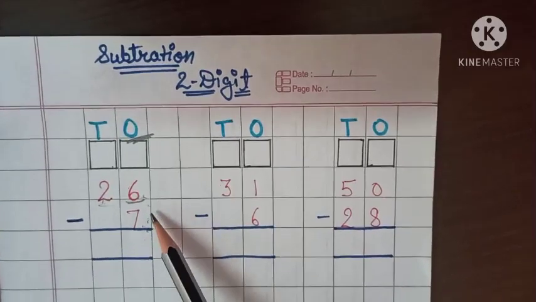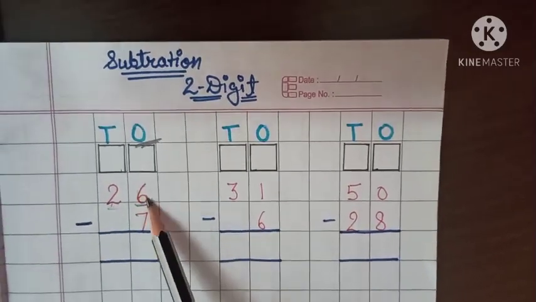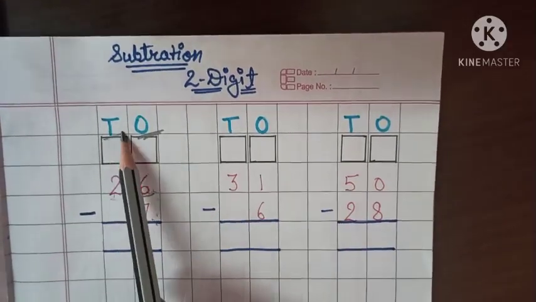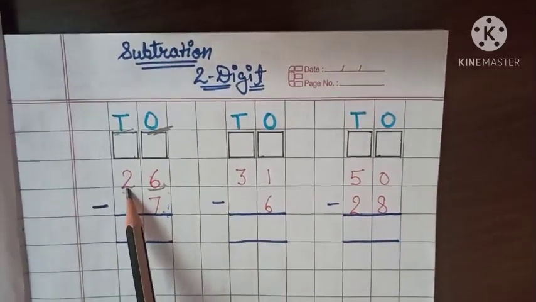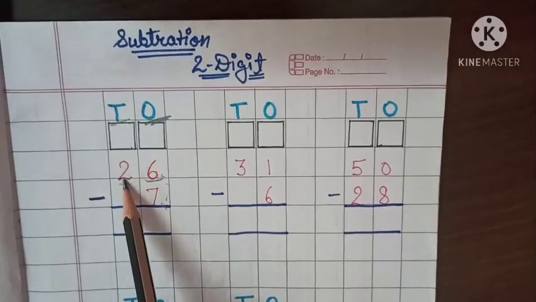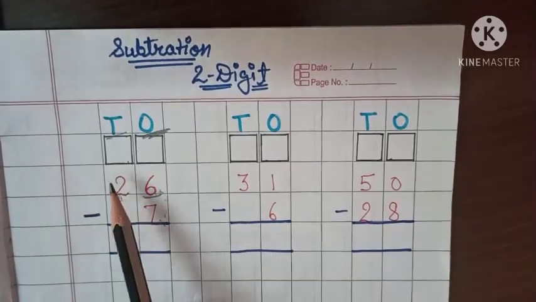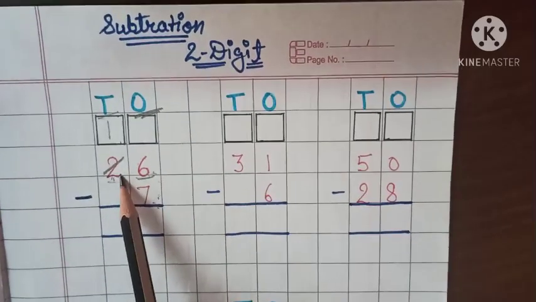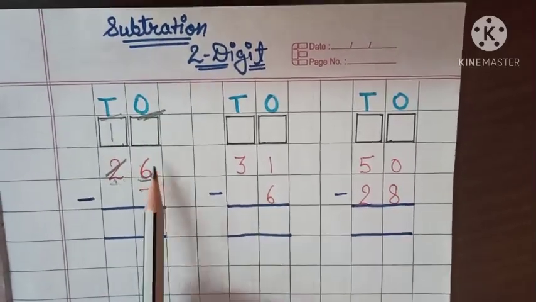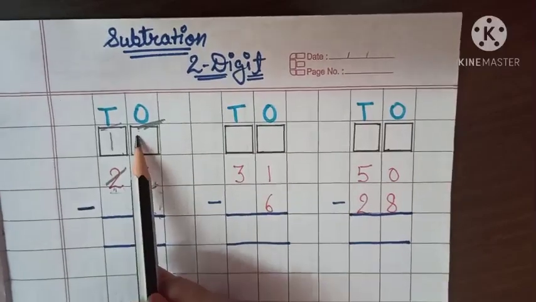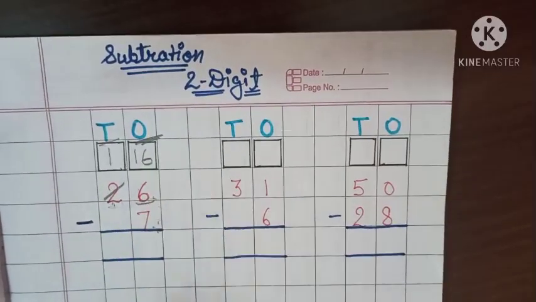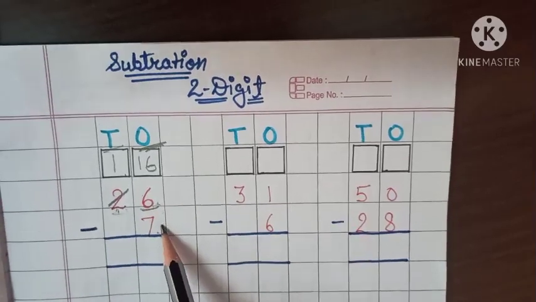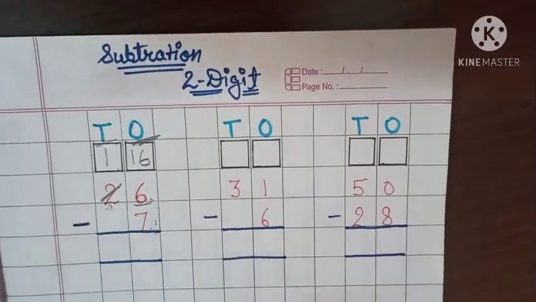So we cannot subtract 7 from 6. So here we need to borrow a number from tens place. Here we have 2 tens. So we need to borrow 1 ten, and here we are left with 1 ten. Okay. So 1 ten plus 6 ones is equal to 16. Yes, very good. So we need to subtract 7 from 16.